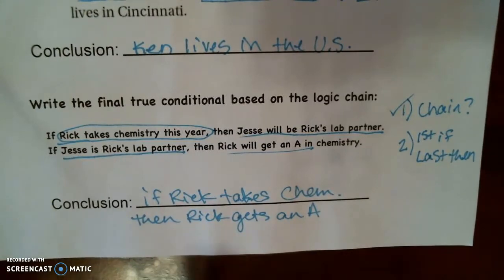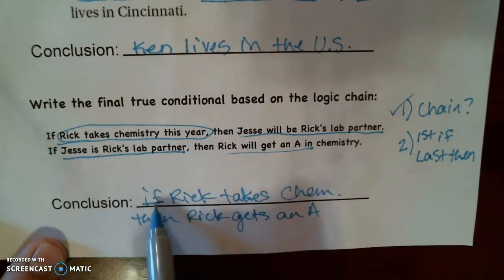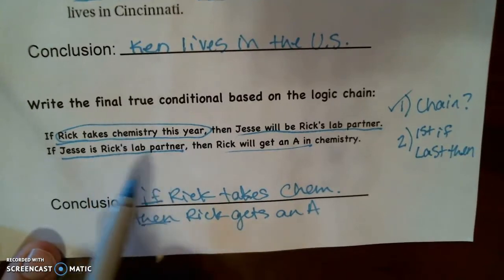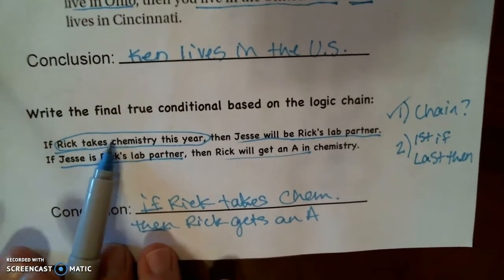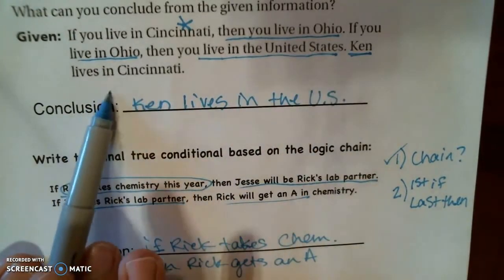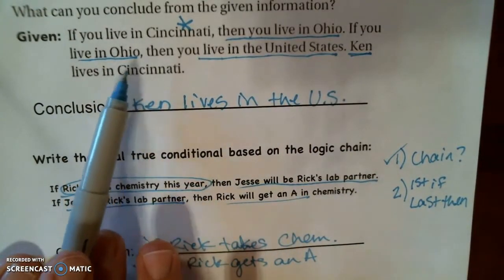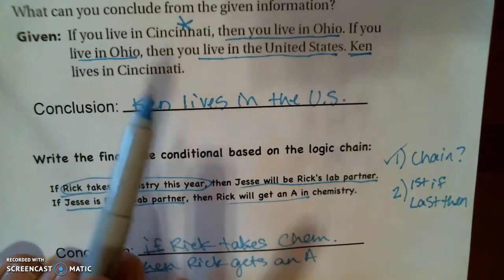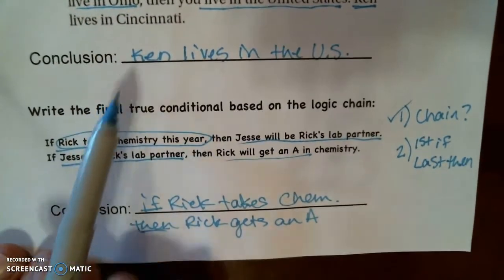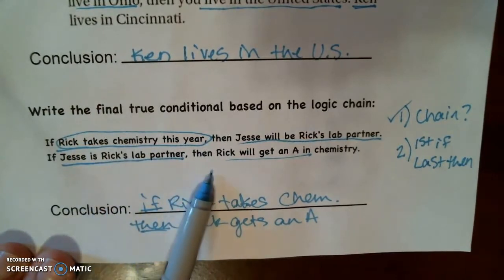Of course, your conclusion needs an if part and a then part. So to summarize, because they didn't tell us anything specifically about Rick actually taking chemistry, like this one here told us Ken is actually living in Cincinnati. This one has a satisfied if part, so we know something about Ken living in the United States. This one here, they didn't give us anything about Rick, so we have to state both the if and the then.